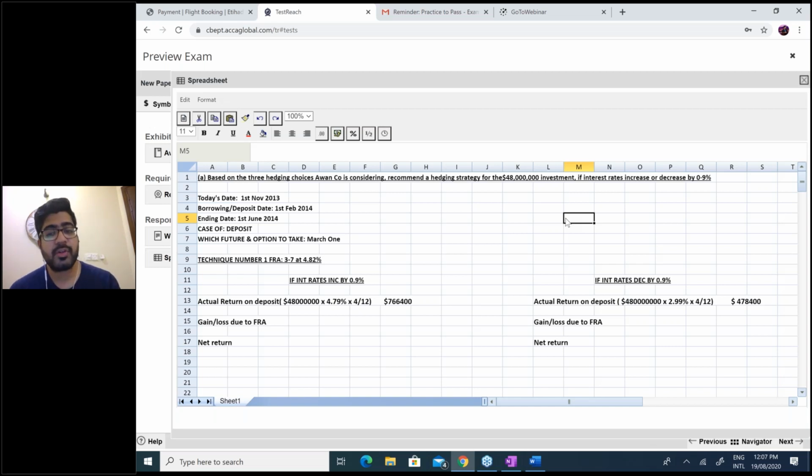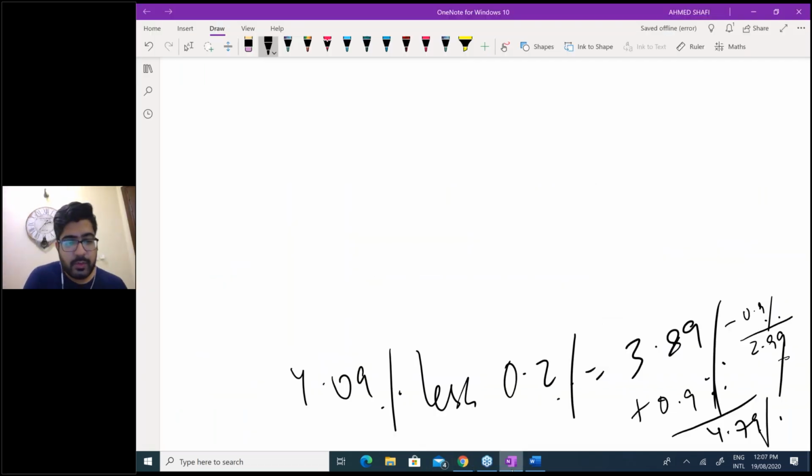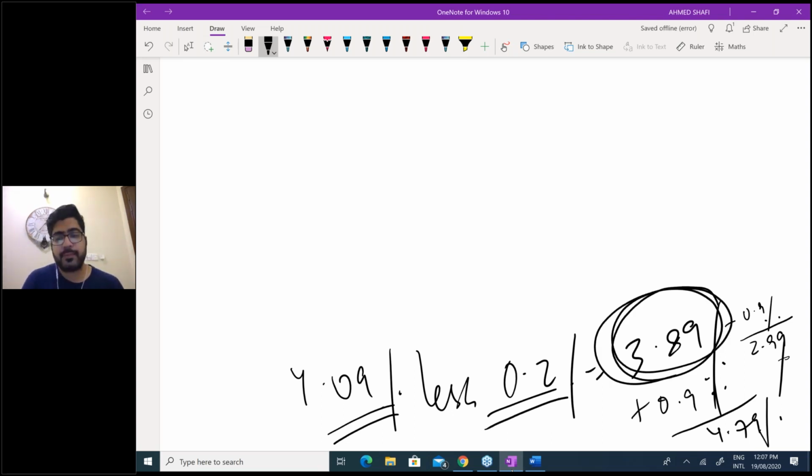I've calculated the actual return on deposit, which is easy. Take the amount, how much you're borrowing or depositing, 48 million, into time period, for how long? 4 months. You are depositing on 1st Feb till 1st June, 4 months over 12 months. Then, what is the actual interest rate? It's clearly written in the question that you can invest at interbank rate 4.09 less 20 basis points, 0.2. So you can invest at 3.89.